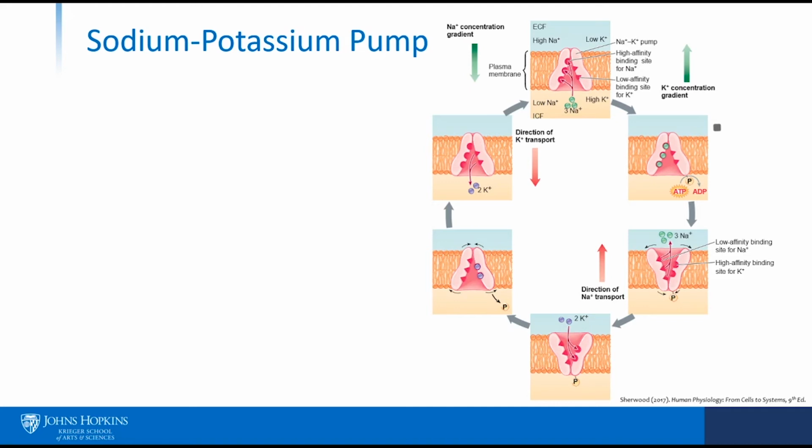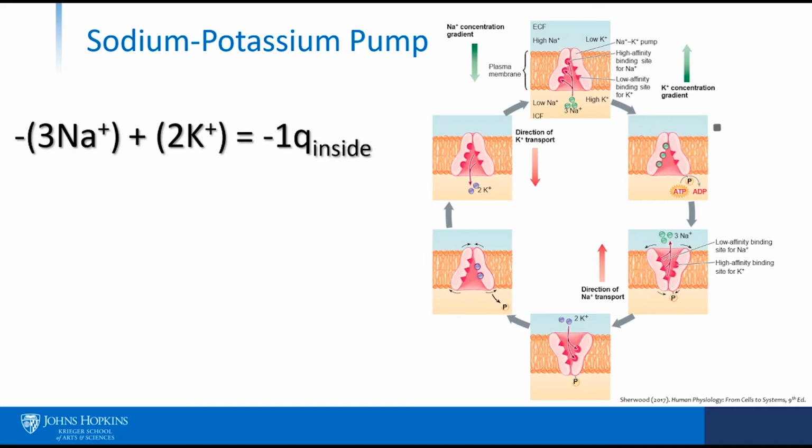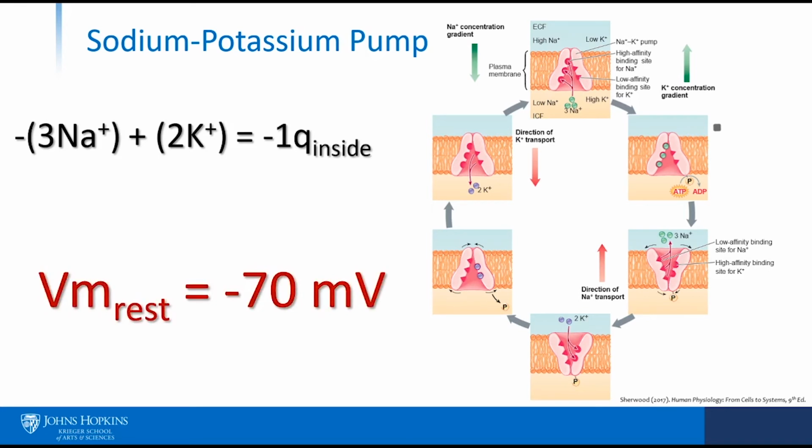Think about it. If you pump out 3 positive ions, sodium, and pump in only 2 positive ions, potassium, you're left with -1 charge every time the pump hydrolyzes ATP. After a short while, this establishes a resting membrane potential at -70 millivolts in almost all cells.